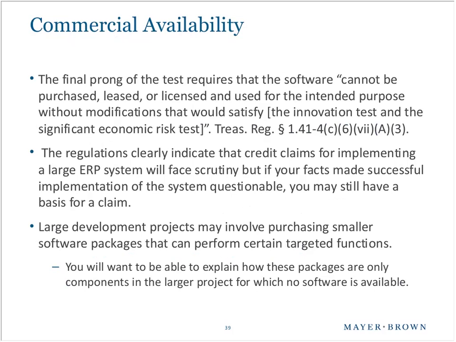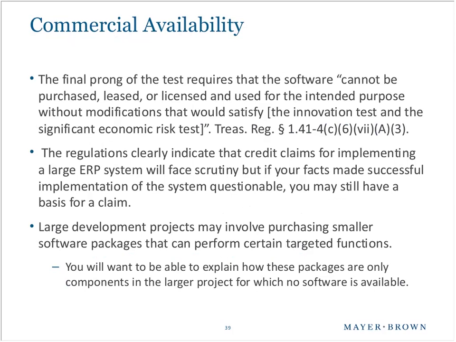Sure. The third and final element is the commercial availability test, and this in general prevents taxpayers from qualifying software that's commercially available. In other words, you shouldn't be able to buy a software package off the shelf and implement it into your system and get the credit for it. However, this test does allow taxpayers to satisfy the high innovation test if you're modifying that commercially available software in ways that would itself satisfy the innovation test and the significant economic risk test.